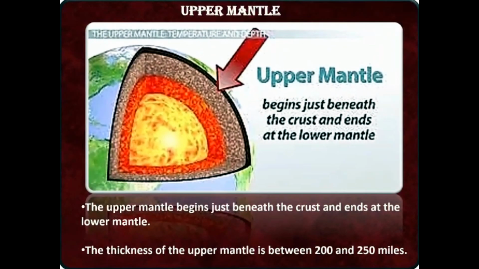Students, let us understand what is upper mantle. You can see in the photograph the arrow indicating the upper mantle. Upper mantle begins just beneath the crust and ends at the lower mantle. The upper layer is more in the liquid state. Here one finds magma chambers. It is through these chambers that magma comes out on the earth's surface during volcanic eruption.